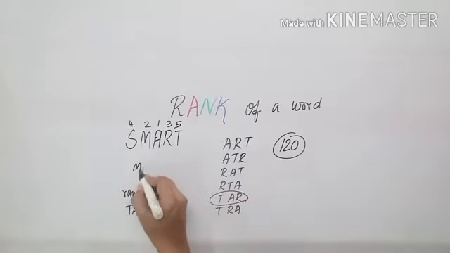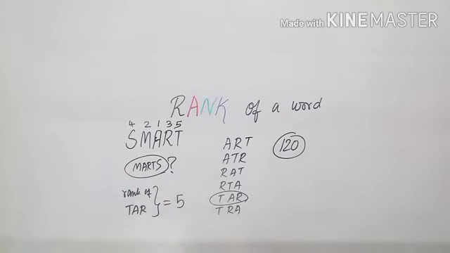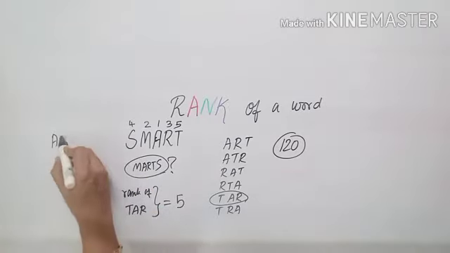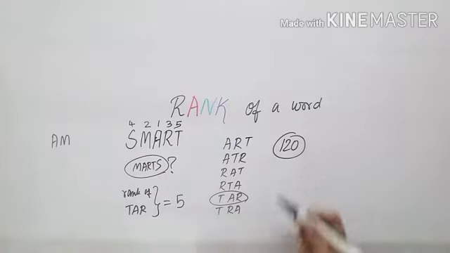Say I am asking you M-A-R-T-S. What is the rank of this word? For which I have to write A starting. After A, according to my order, what will come? A-M will come. Then what will come? So like that I have to keep on arranging all the 120 words and then find where M-A-R-T-S is coming in this order, which is difficult. So we have to think of a method.